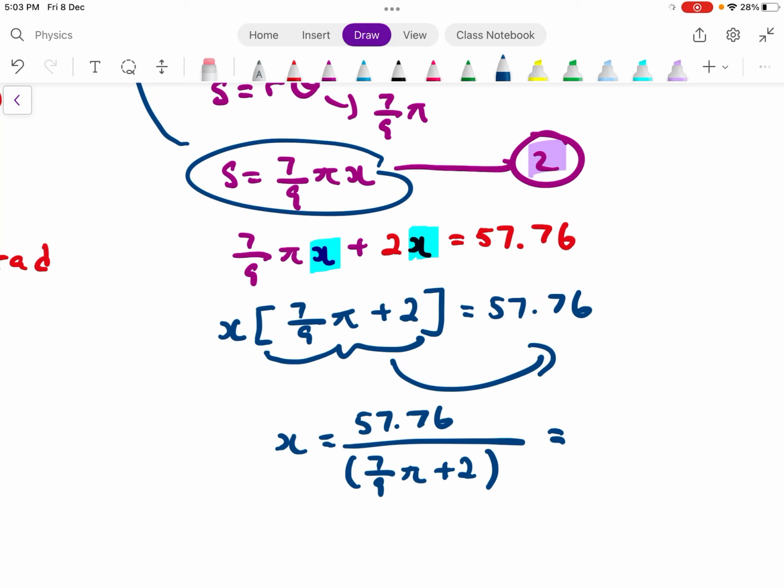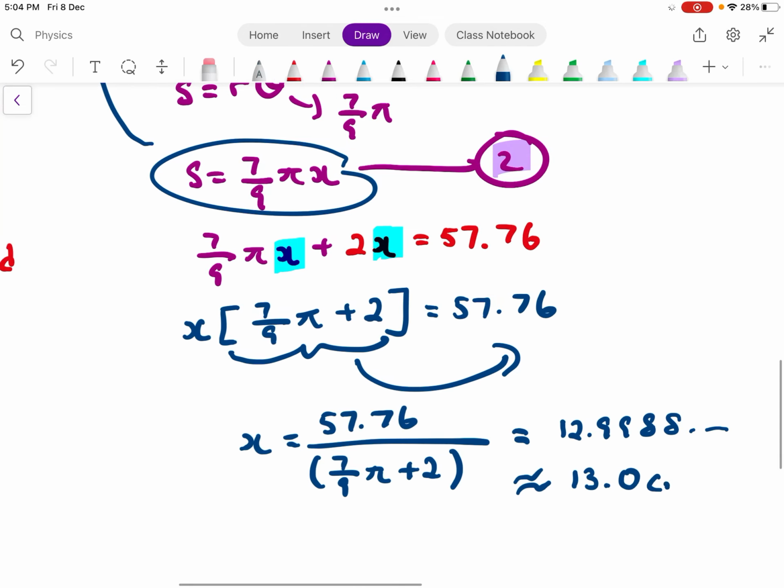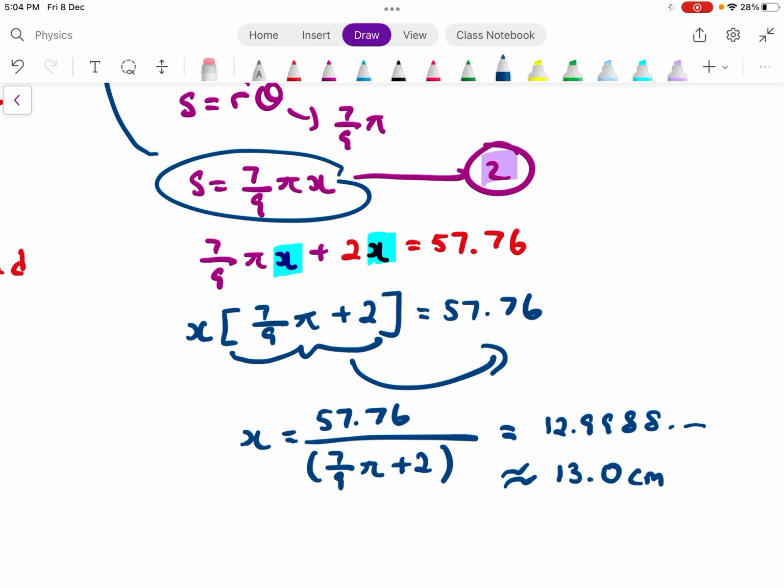Then I equate, so I use my calculator. 57.76 divide by 7 pi over 9 plus 2. Okay, so my radius x will be 12.9988. So I round off to 3 SF, 13.0 centimeter. So that is actually how I do the last part. Okay, last part, I would say is a bit tough. As long as you know the steps, I think you should be able to do. Alright, so with this, I'll end off the video.